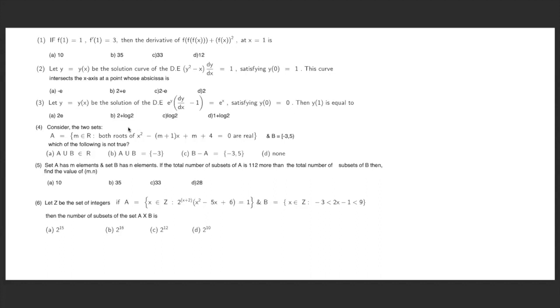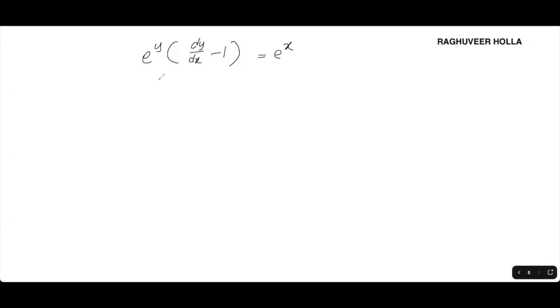Now let us look at another problem, that is, y is equal to y of x be the solution of this, which is satisfying y of 0 is equal to 0, then y of 1 is equal to, right? So let us solve this given differential equation.